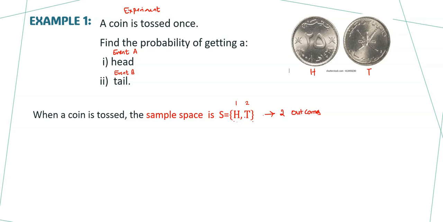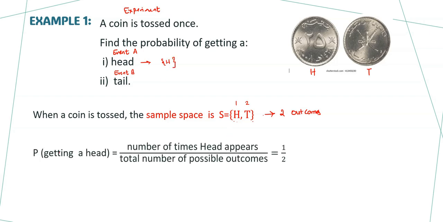So how many times do you see head? So we write probability of getting a head is number of times head appears divided by total number of possible outcomes. So probability of getting head. How many times does head appear? Only one time. So it is 1 divided by how many total outcomes are there? 2. Okay. Since head is only one outcome.